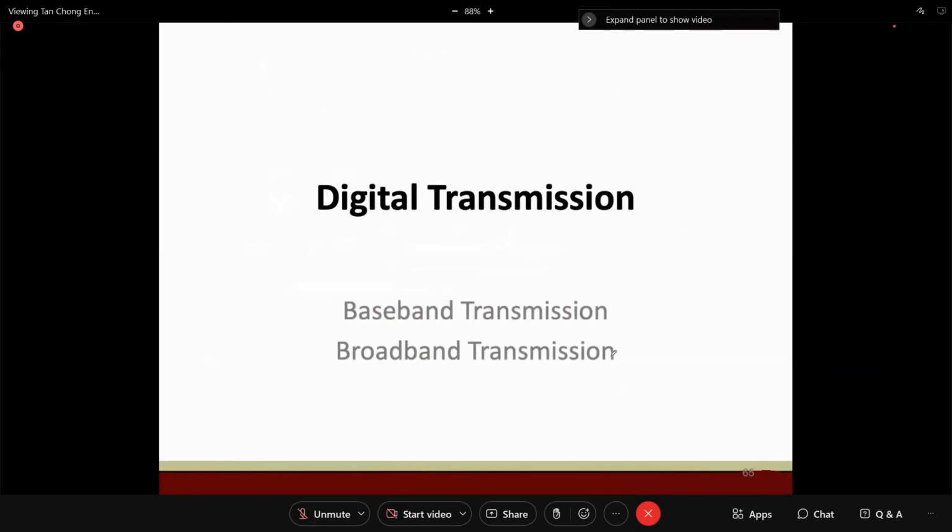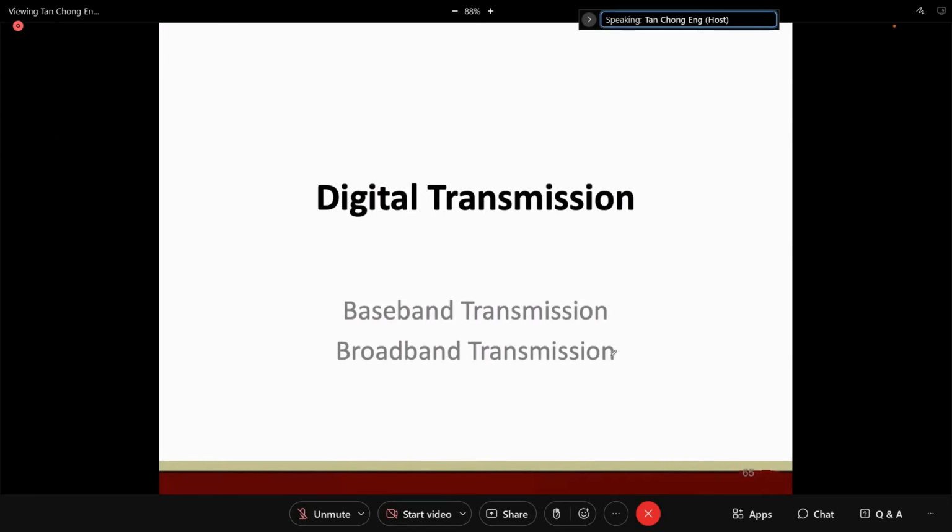All right, let's look at the digital transmission here. In digital transmission, we have 2 types of transmission. One is called the baseband transmission. Let's not get confused with the one before. The one before is talking about analog signal as a transport signal. But what we are talking about now is actually the same thing, just more detailed.